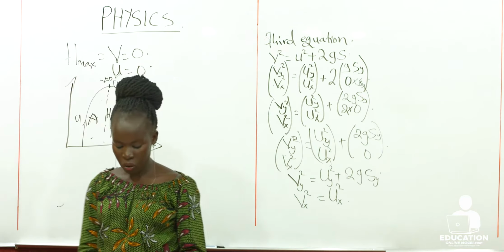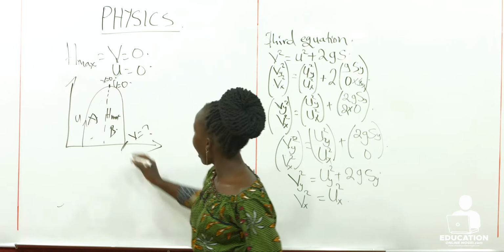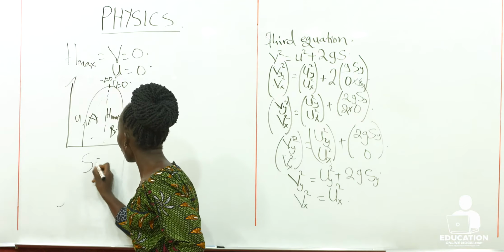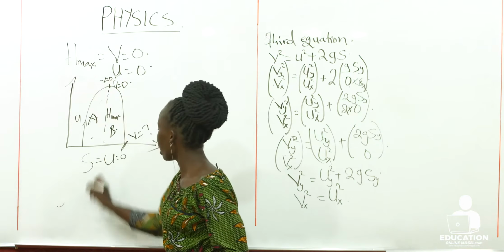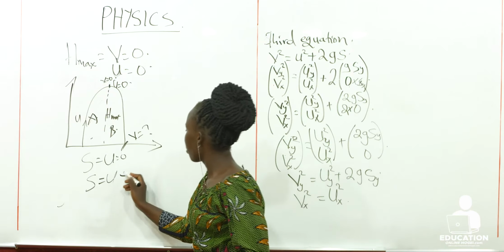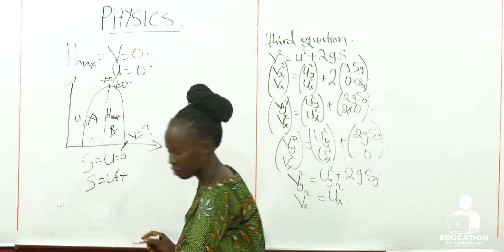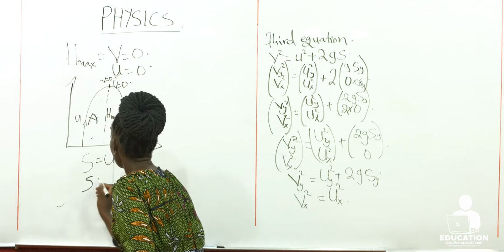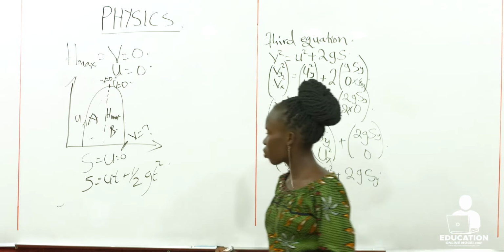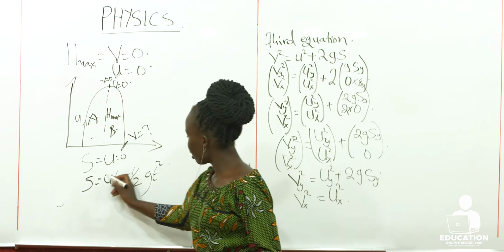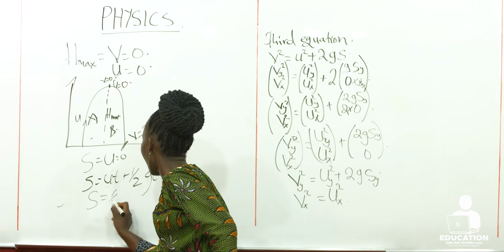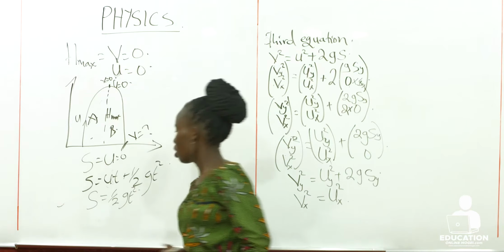So you'll see that when it is dropped from a height, since our u is now 0, how would you get the distance here? Our distance s is equal to ut plus a half gt squared. But we are saying that u is equal to 0, so it's going to give us s is equal to a half gt squared.